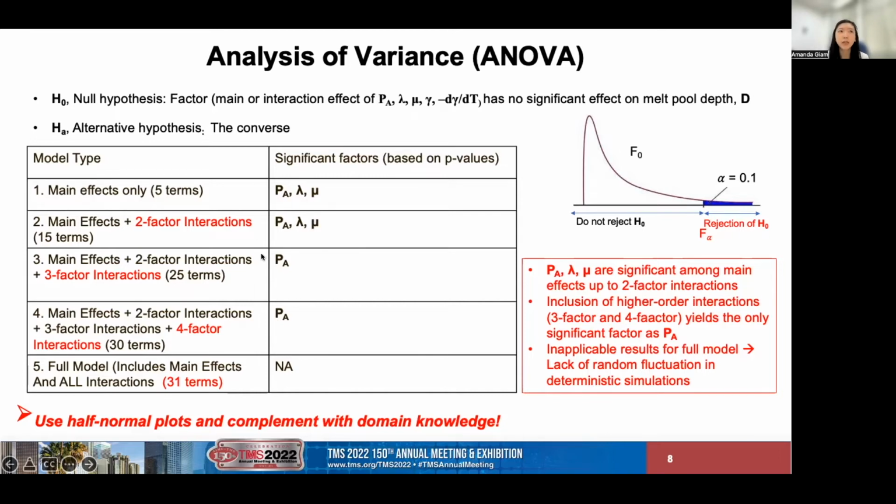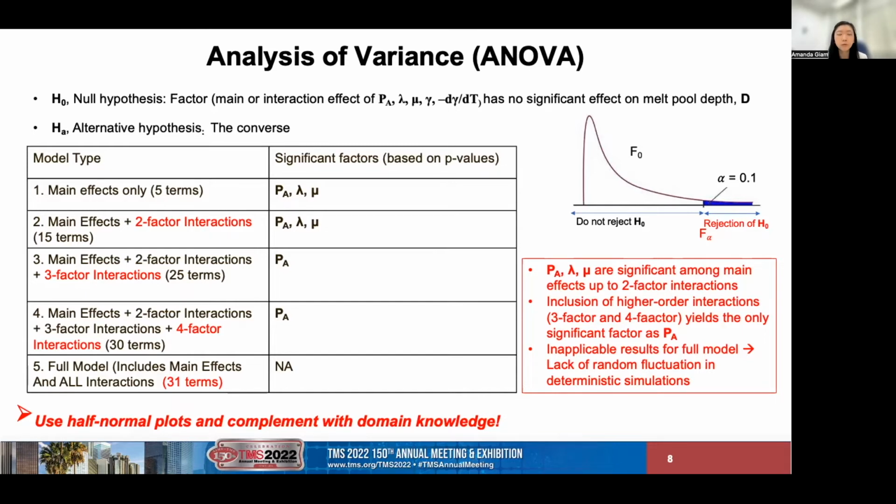And we see that as we incorporate higher order interactions like 3rd and 4th factor, the only significant factor now is the laser power absorption. And as we reach the full model, we realize that we do not get any applicable results. So the reason for this is because in the full model, there is actually a lack of random fluctuations in these deterministic simulations that causes our results to not be applicable if we consider the full model, because there are no terms that can constitute to the noise.